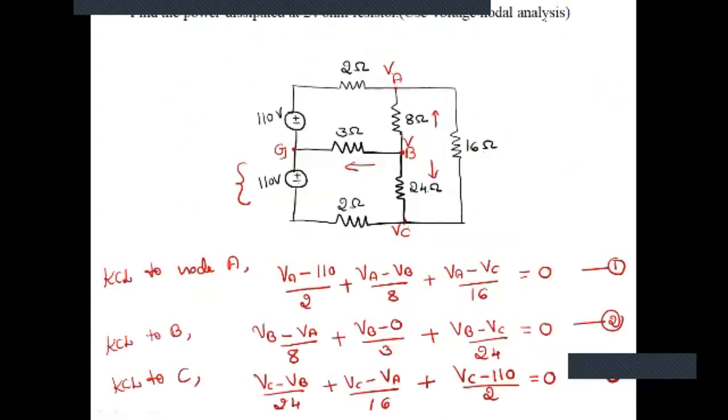Important points. First, identify the ground node, then label the nodes and consider the potential difference across each branch. Remember, each branch. Sometimes students make the mistake of writing VA minus 0 by 2 here. No. This particular branch has one more voltage source, so you have to consider this in order to calculate the potential difference across the branch. Hope you understood. We'll come up with more numerical problems.